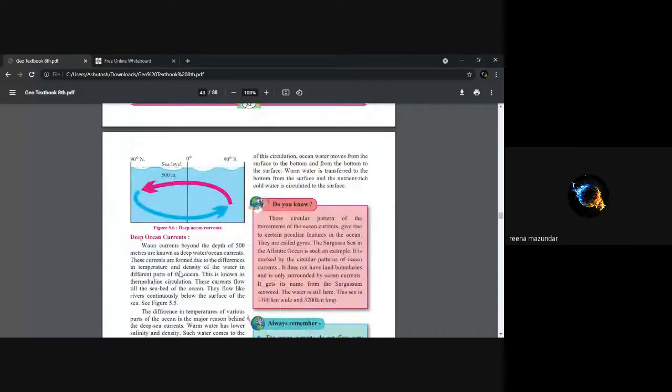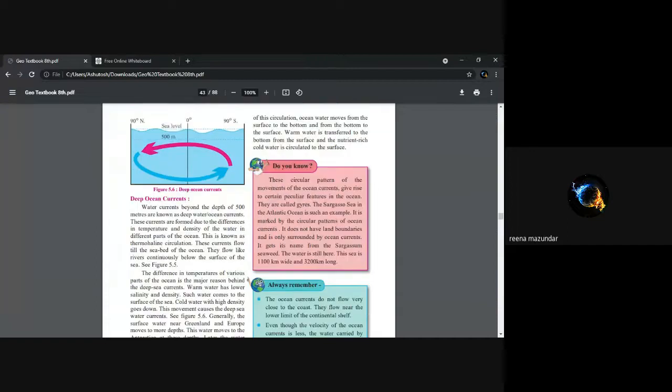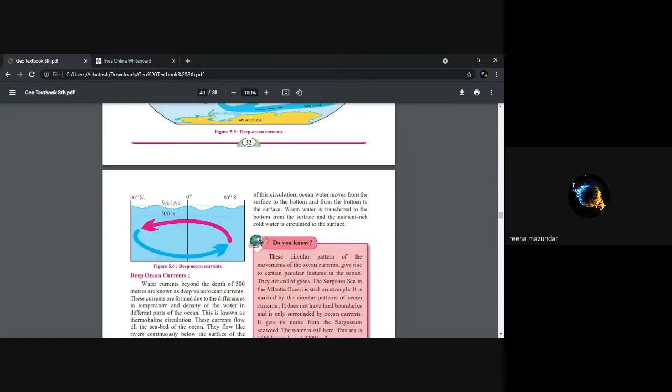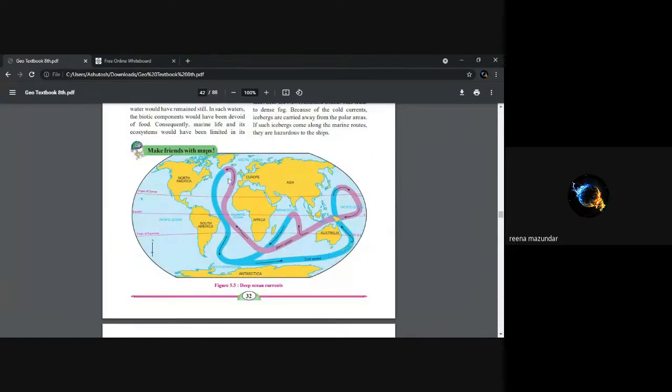Come to deep currents. Water currents beyond the depth of 500 meters are known as deep water or ocean currents. These currents are formed due to differences in temperature and density of the water in different parts of the world. This is known as thermohaline circulation. These currents flow till the seabed of the ocean. They flow like rivers continuously below the surface of the sea. See figure 5.5. Now you can see.